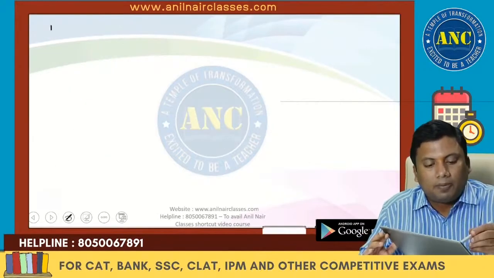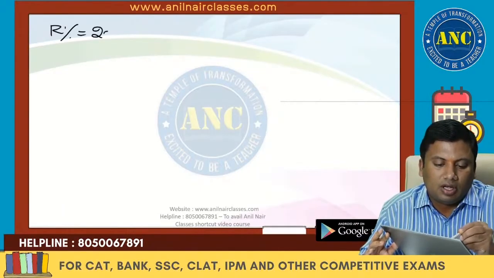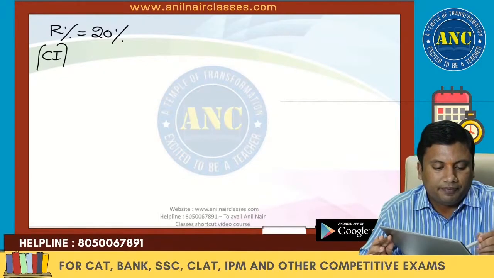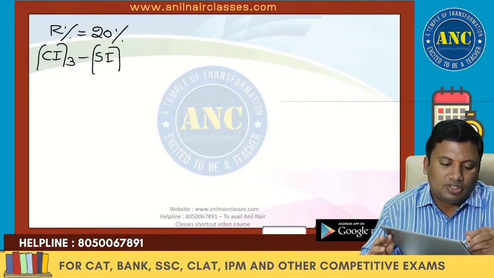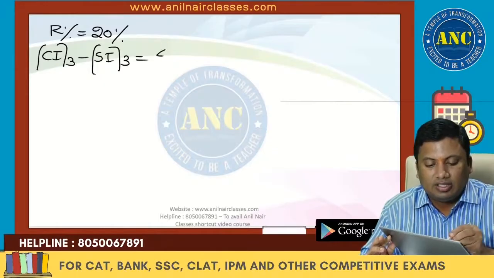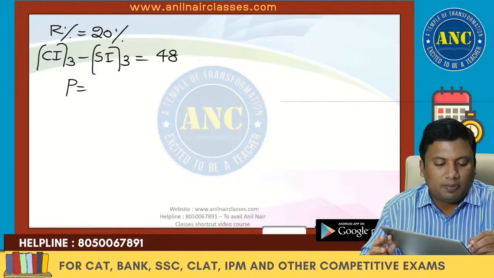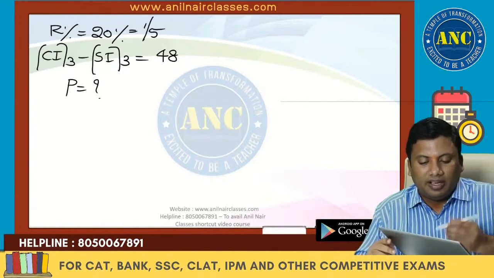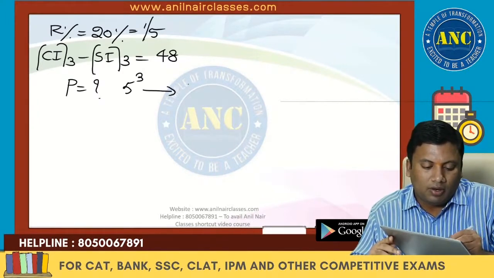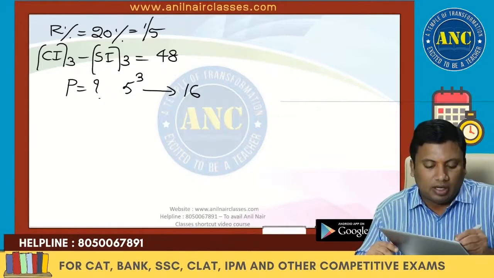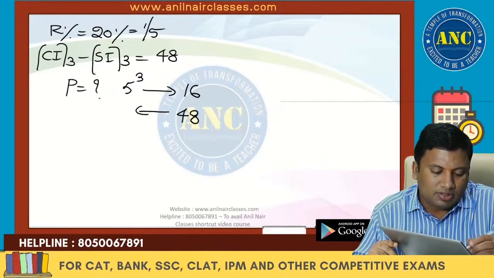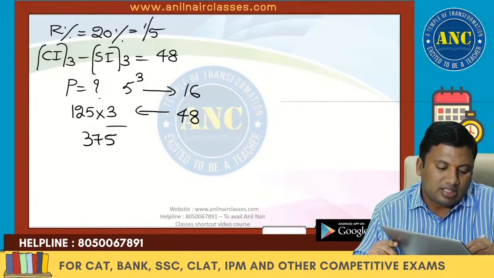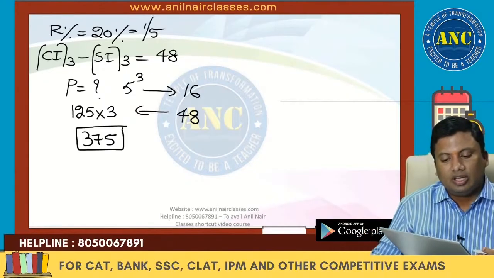Next one, one more example which we will solve. R percentage is 20%. CI for 3 minus SI for 3 is 48. Please drop your pens and tell the answer. What is the principal? 20% is 1 by 5. If it is 5 cube, I would have got 16, 3 into 5 plus 1. But I need 48, 3 times. 125 into 3. Answer for this question is 375.